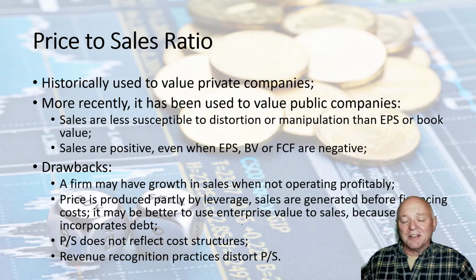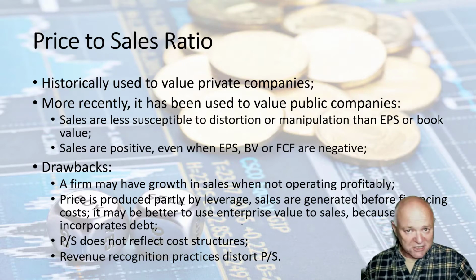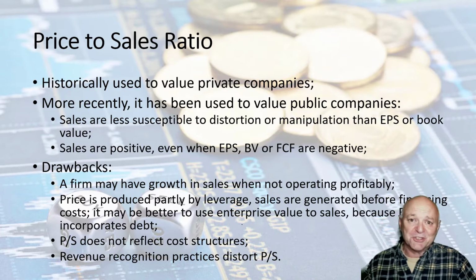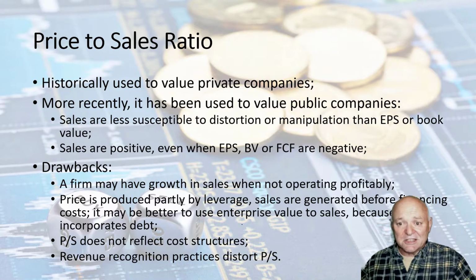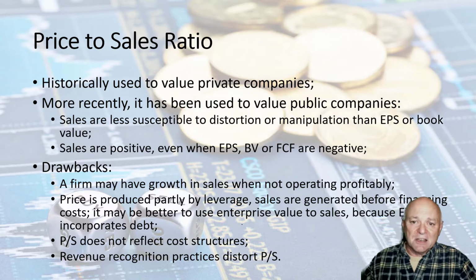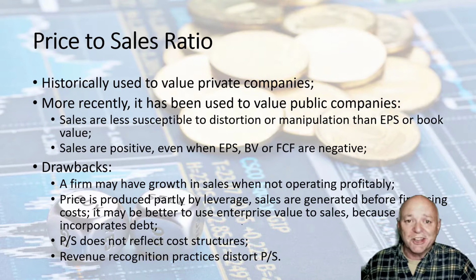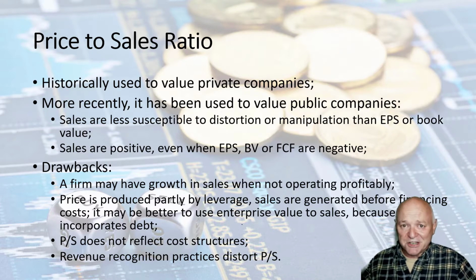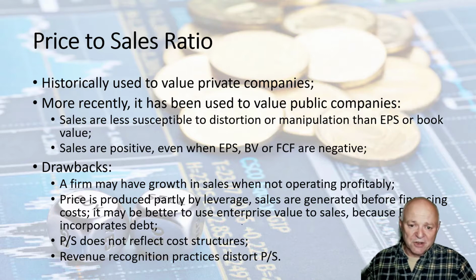Another commonly used multiple is the price to sales ratio. It can be used to value private companies, and as the example of auto dealerships that I used earlier highlights, it's often used to value private companies. It can also be used to value public companies, and that's going to become especially more relevant in businesses where the earnings per share can be negative. Even the free cash flows, even the operating profits could be negative. So sales are usually going to be positive. So we can usually use a price to sales multiple, even if all of the other numbers are negative.